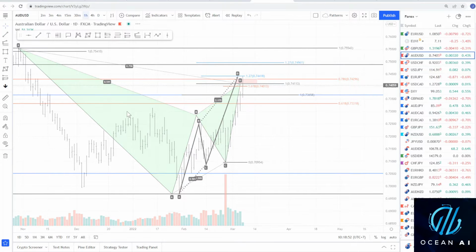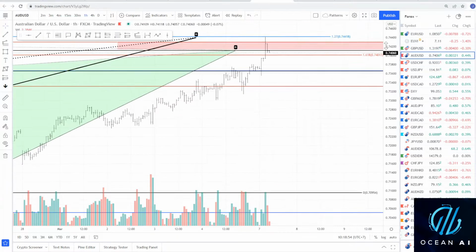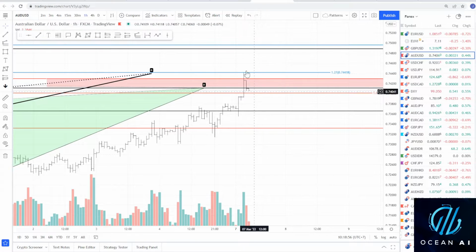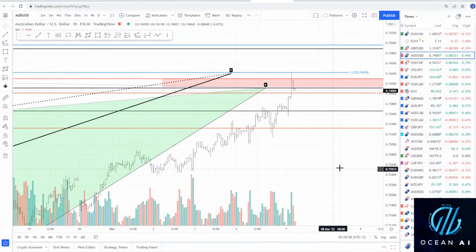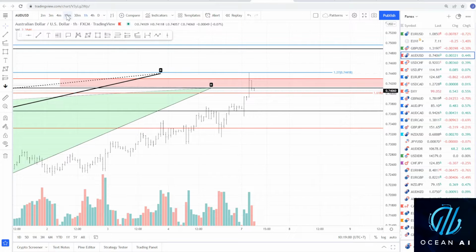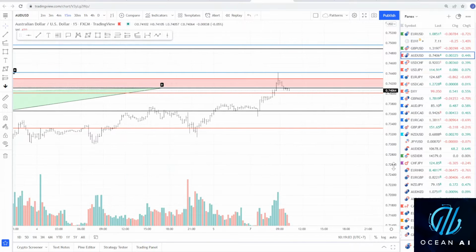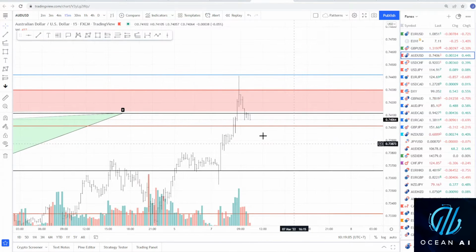So if we go down to an hourly time frame, start to sell off. Not much to see there. If we go into a smaller time frame, now we've had the spike up, the volume spike up here. We want to look for a pullback to sell.